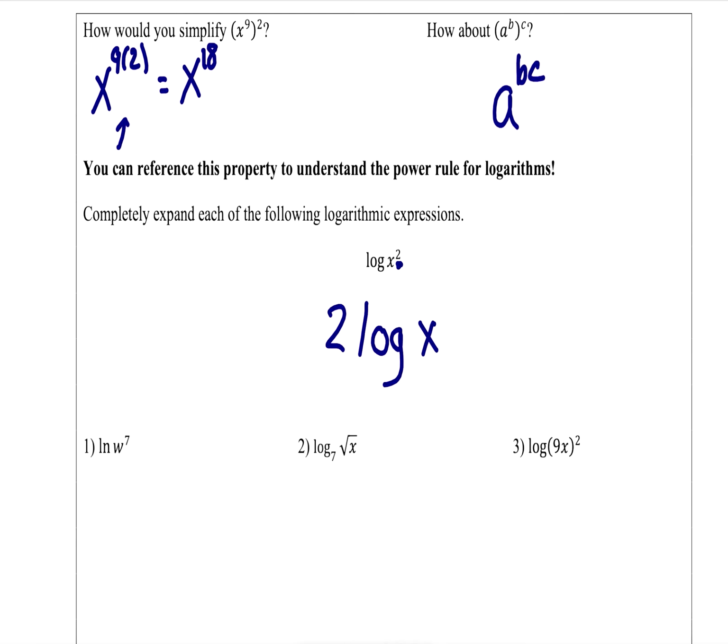So I'll do number 1, and then you guys can try 2 and 3. So number 1, ln of w to the 7th. You just bring that exponent out front and multiply it, so it'll be 7 ln of w would be that natural log completely expanded. I want you guys to take a minute or 2 and try 2 and 3.